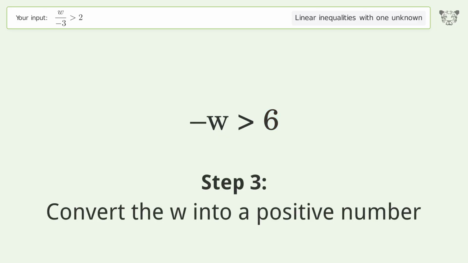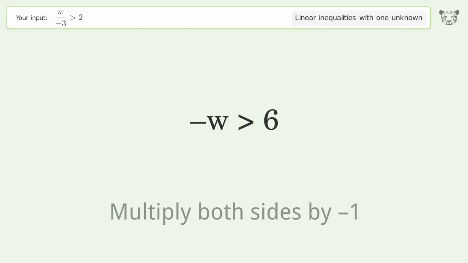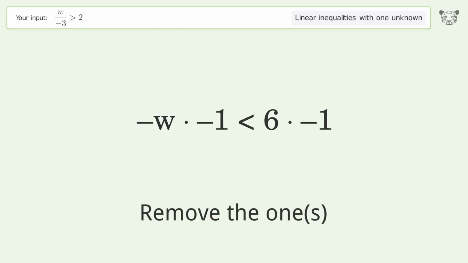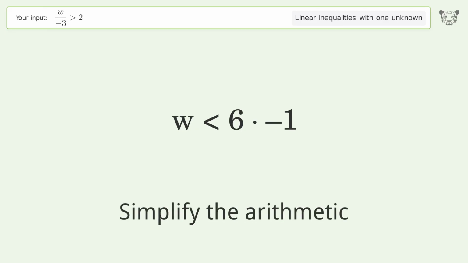Convert the W into a positive number. Multiply both sides by -1. Whenever you multiply or divide by a negative, reverse the inequality sign. Remove the ones. Simplify the arithmetic.